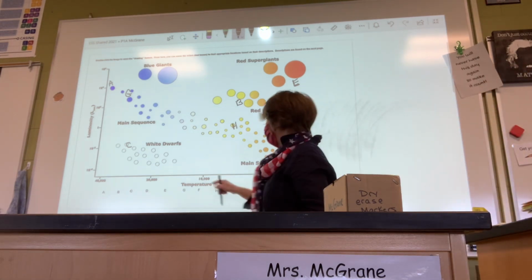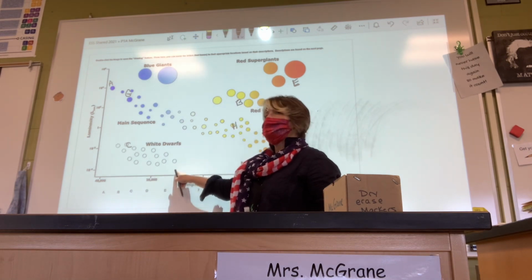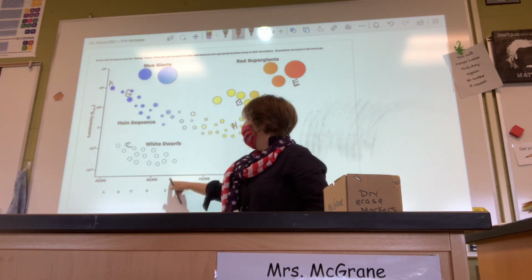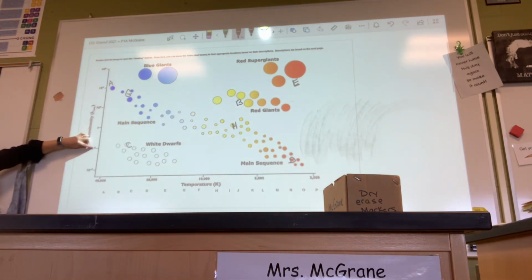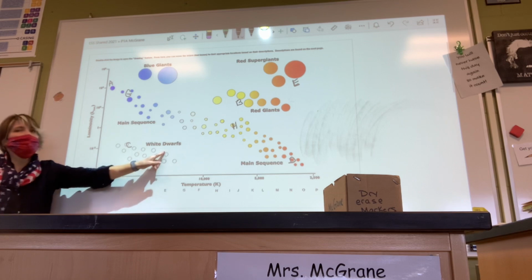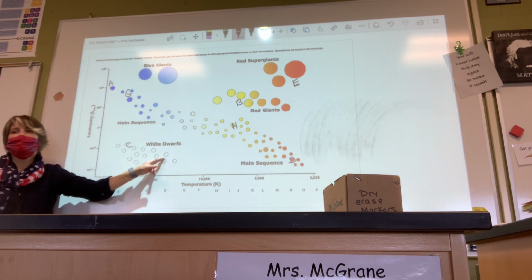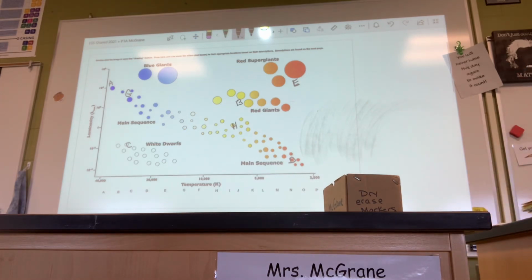Okay, so 15,000, if this is 10,000 and this is 20,000, 15,000 would be somewhere here, so it would be around here. And if we're looking at 10 to the negative 3, this is 10 to the negative 2nd, this is 10 to the negative 4, so 10 to the negative 3 would be somewhere in between here. So if we have this and this meeting up, it would probably be somewhere in the white dwarf area. All right, so I'm going to go ahead and put I somewhere in here.